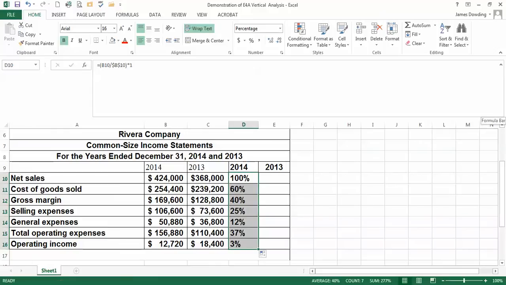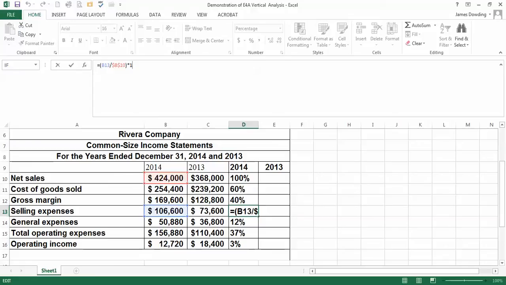And notice that my operating income is 3% of my net sales. In each of these, using selling expense as an example, I'm taking B13, which is the selling expense, divided by the net sales.